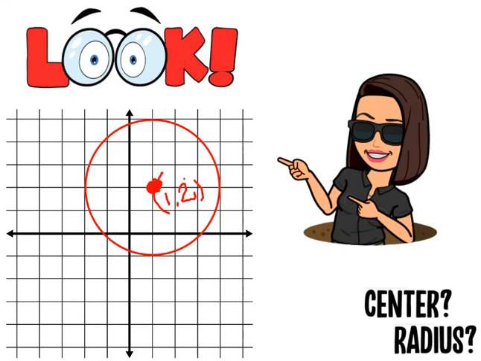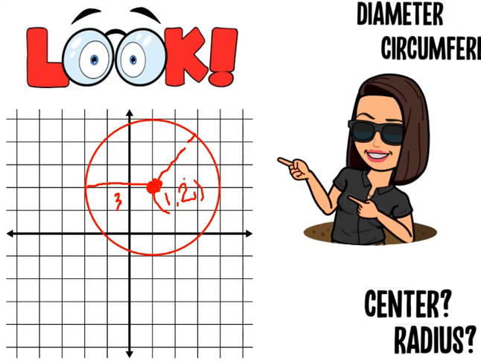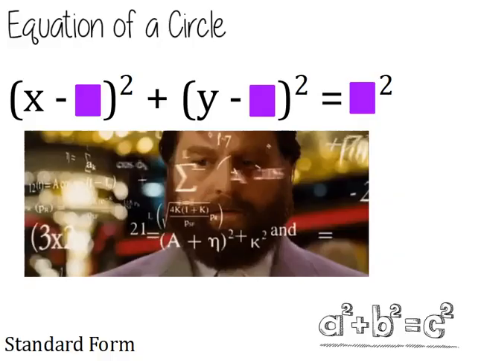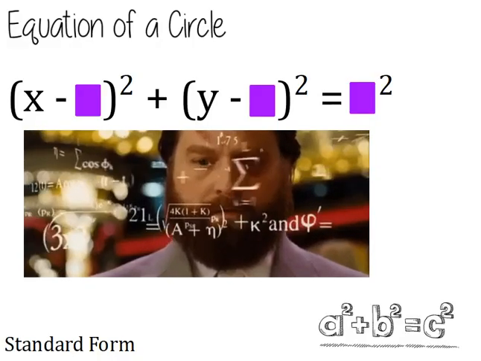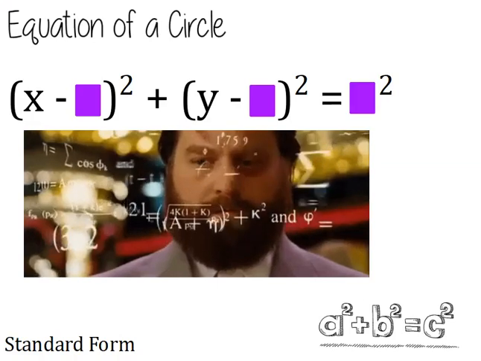It's a little bit hard to count this way, so it's probably easier to just count this way, and I can see that the radius is 3. I can also determine the diameter and the circumference, but we did that already. That was in another video. Today, we are going to add another layer to this. We're going to talk a little bit about the equation of a circle.